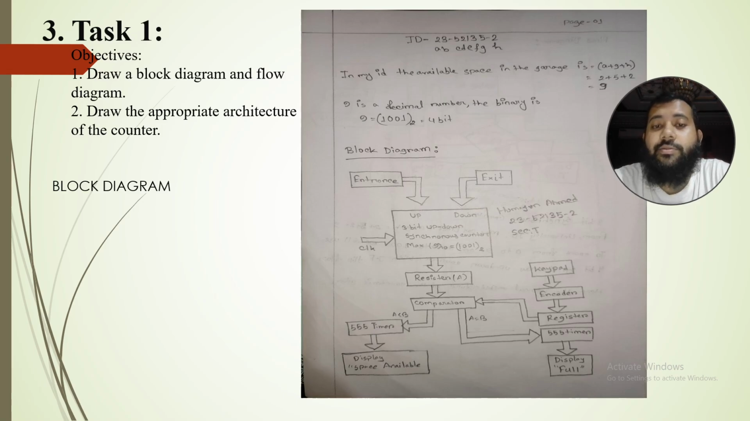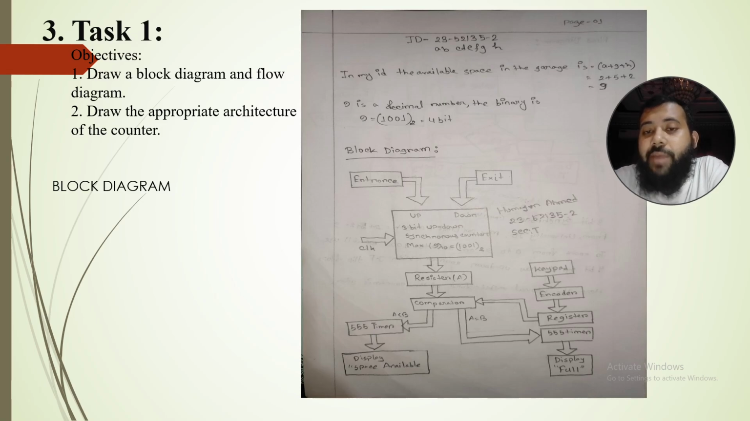First I will discuss the block diagram. At the very beginning we have two sensors, one placed at the entrance and the other at the exit. They detect whenever a car enters or leaves the parking area. The signals from the entry and exit sensors go to the 4-bit up-down synchronous counter. A clock pulse ensures that the counter works synchronously and updates the count in real time. The output from the counter is stored in a register which temporarily holds the current count for comparison.